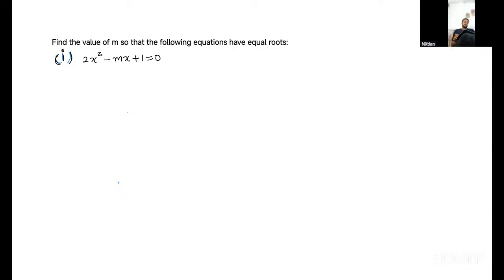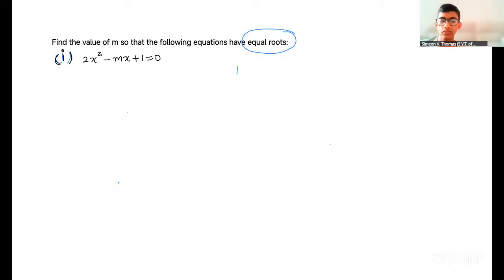2x square minus mx plus 1 is equal to 0. If this is the question given, 2x square minus mx plus 1 is equal to 0, first of all we have to find that equal roots is given. Now, when equal roots is there, the value of D is equal to 0.